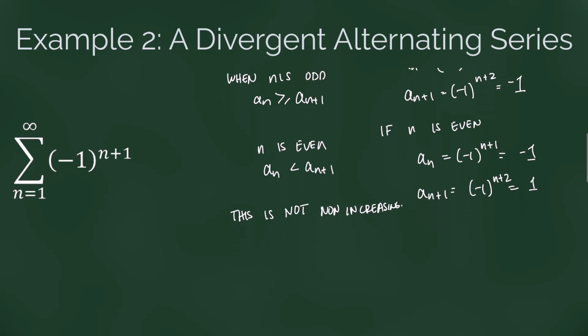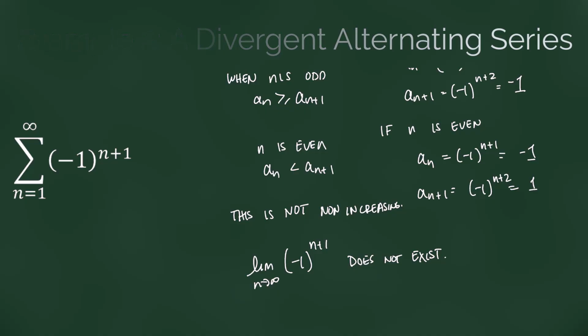We can also see very easily that the limit as n goes to infinity of negative 1 to the n plus 1 does not exist. That limit itself is going to bounce back and forth between negative 1 and 1 as n gets large. So the limit is not infinity, it just merely doesn't exist. So this fails the alternating series test. And because the limit of the terms of this series is not 0, the divergence test tells us, in fact, that this series diverges.